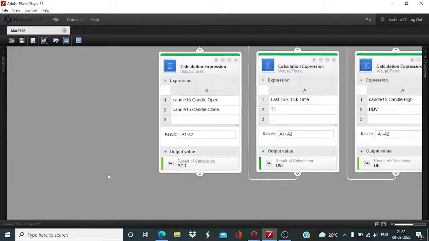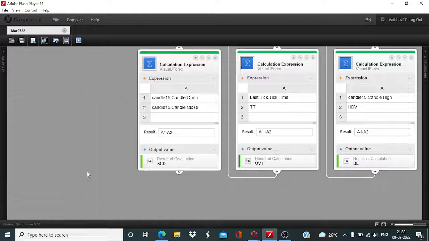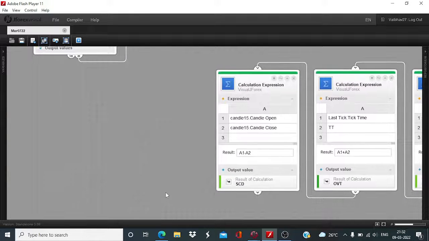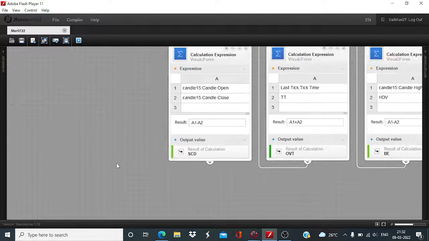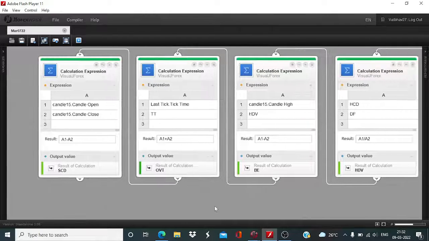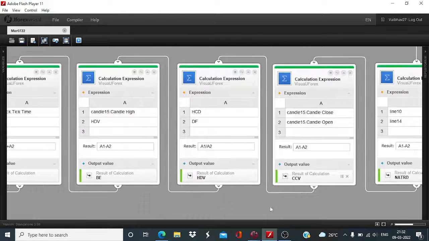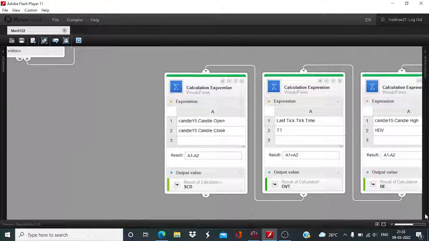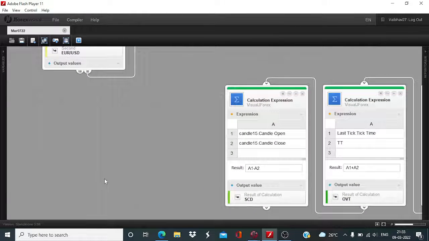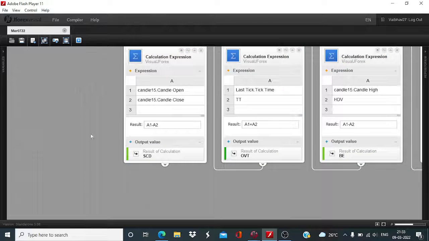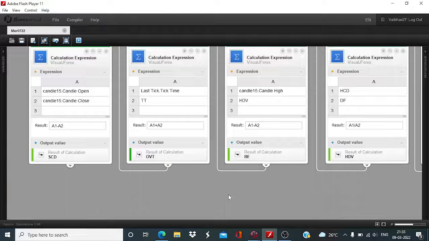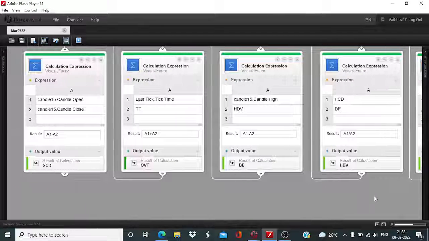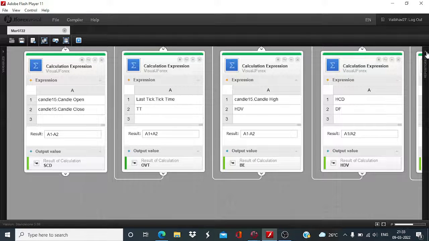All right, so we have this in place. We now need to define the sell entry point, which is going to be higher from the closing point of last hourly candle.